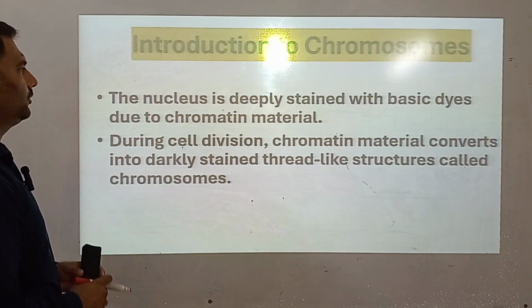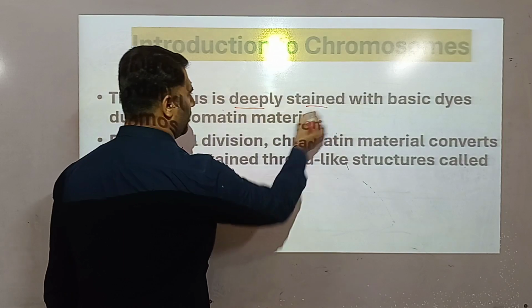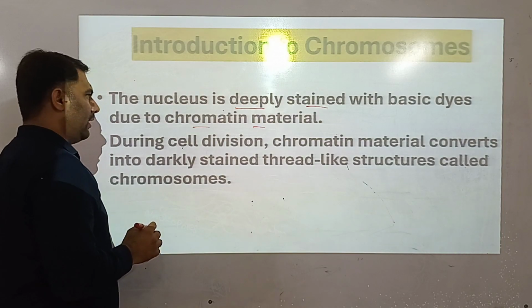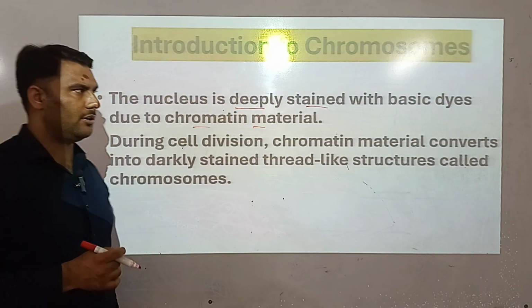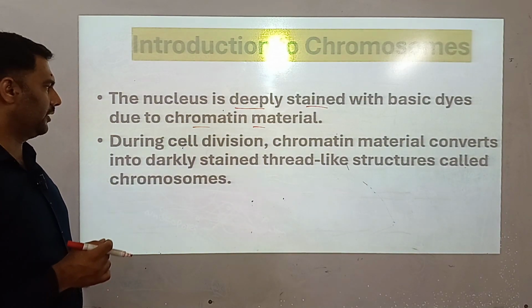Introduction of chromosome. Next we are discussing the chromosome. Chromosomes are deeply stained by basic dyes due to the chromatin material. When we stain the chromosome, its color is darker. So this is deeply stained.